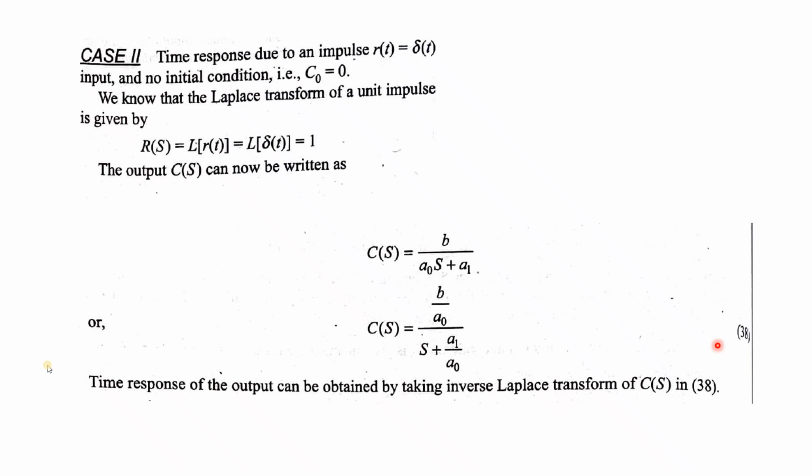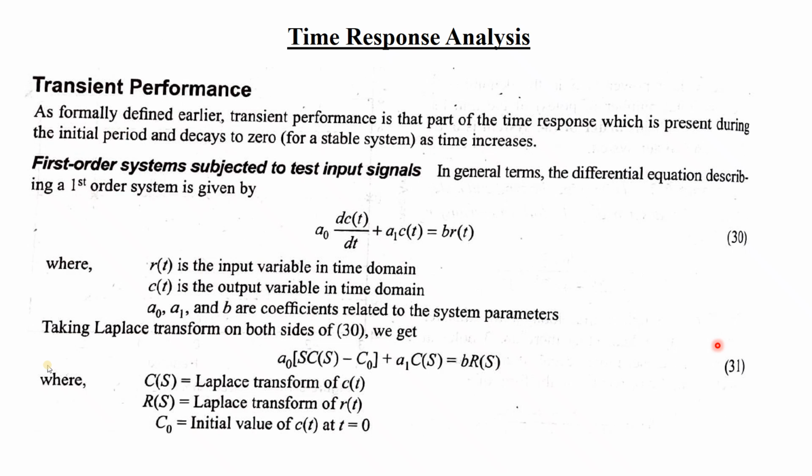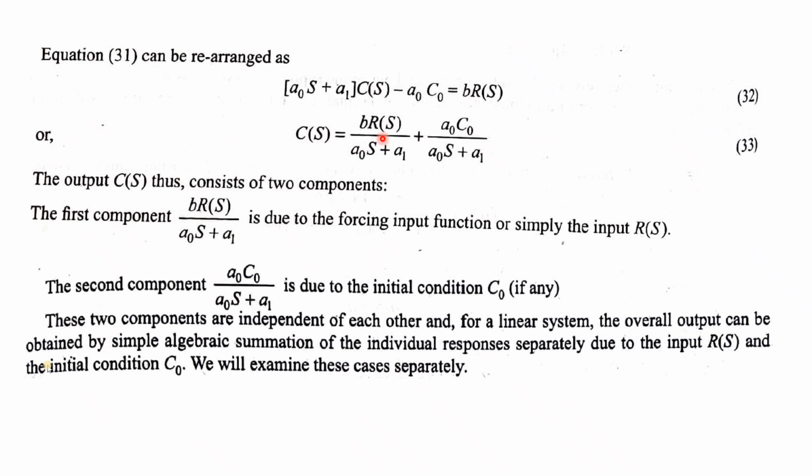Now one more case I am showing you. Suppose we want the time response due to the impulse. Suppose we are giving the input as impulse and we are considering the initial condition to be 0. Same equation, Laplace transform, we are getting the same thing, equation number 33. This is the equation we have to work with.